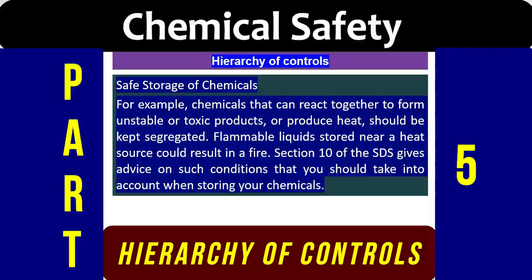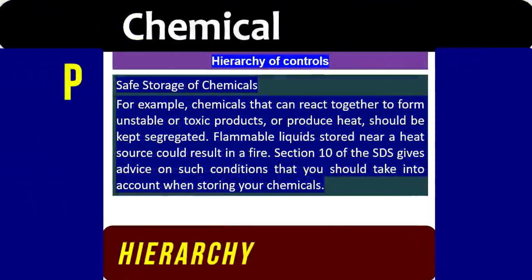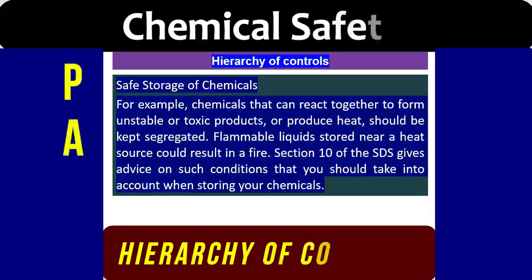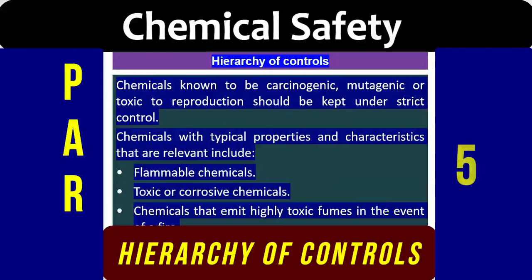Section 10 of the SDS, Safety Data Sheet, gives advice on such conditions that you should take into account when storing your chemicals. These 16 sections I have mentioned already in my previous video. So the SDS should be in front of you when you're going to use or store chemicals on site and you are at work. Chemicals known to be carcinogenic, mutagenic, or toxic to reproduction should be kept under strict control because these are very hazardous chemicals.